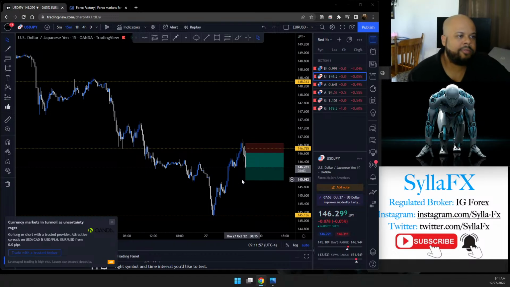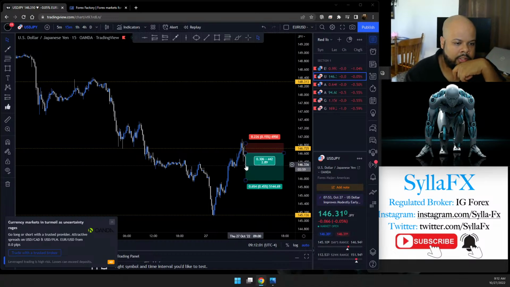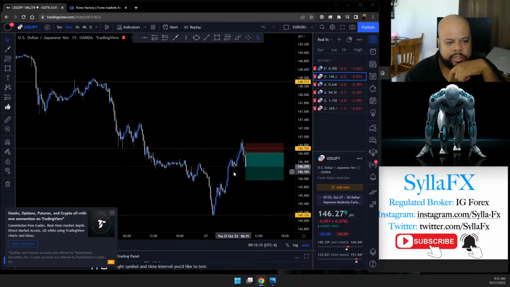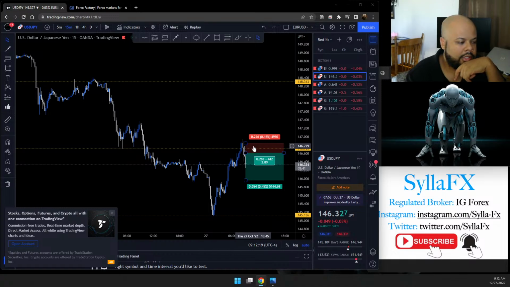Okay, so we're in profit for the dollar yen currently. If we get a little bit more movement, let's see where we're at, 33. I'm not gonna move to break even just yet. Let me wait for this candle to close. If it closes out here, then I'll move my stop loss to break even.